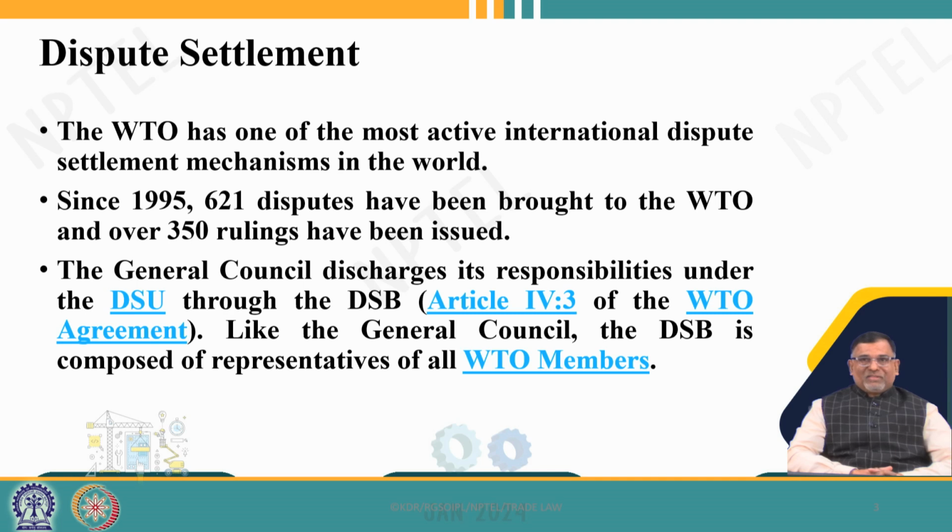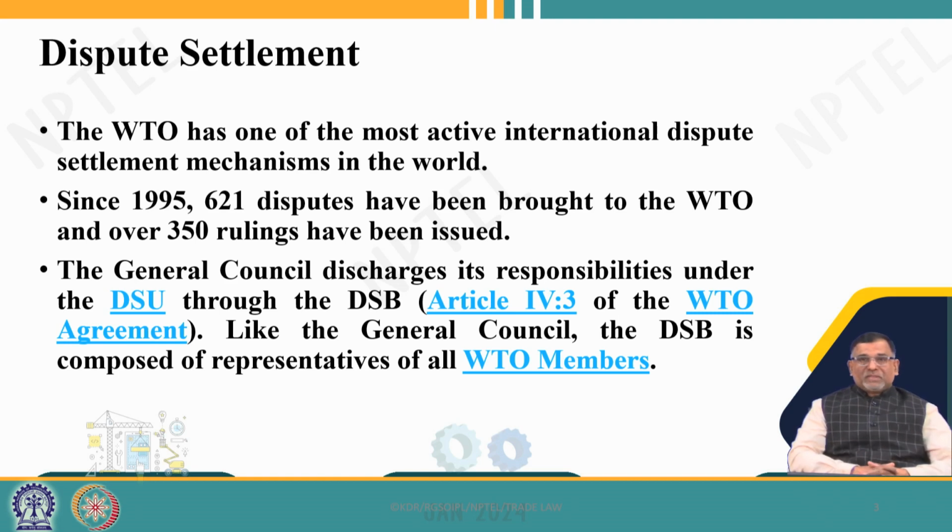And so far we have seen 621 disputes, which has no match with the GATT period. Too many disputes came before the WTO under different agreements. It may be GATT, SPS, TBT, anti-dumping, safeguard duties, countervailing duties, customs valuation, etcetera. Of the 621 disputes, around 50% of the cases were compromised by the countries after negotiations and consultations, and finally ended up in 350 rulings.